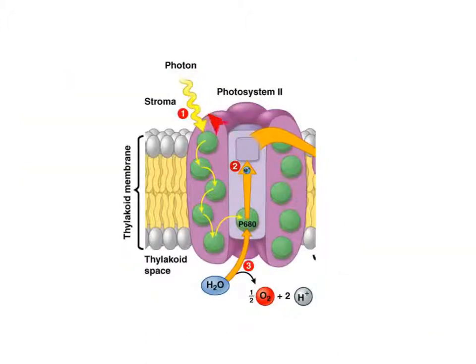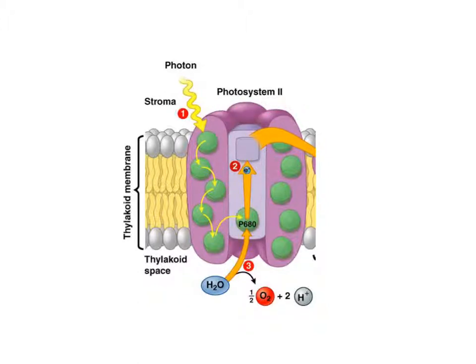We have a photon of light coming in, strikes a pigment molecule, boosts electrons. It's like a chain reaction until it finally hits P680. And when it hits P680, that's going to break apart this water into oxygen and hydrogen. The electron is going to be passed along, and so we're going to move on to that step. And this is at photosystem 2.